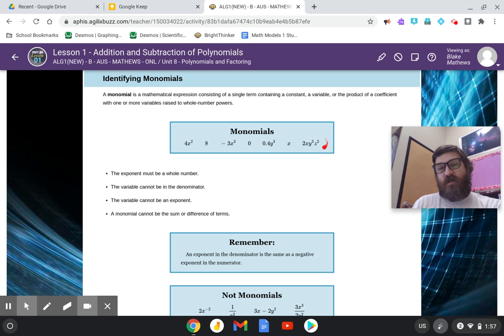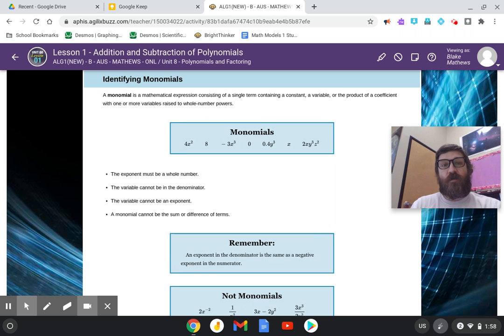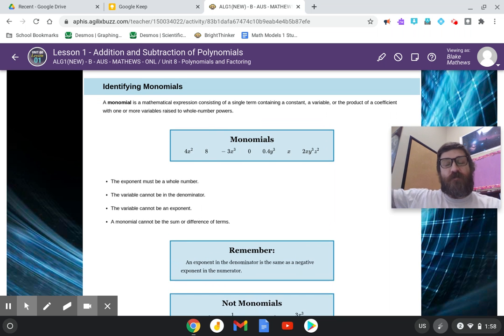Even something as lengthy as this, it's still a product. It's multiplication of a constant, 2 times x times y and z have exponents, but that's okay. Now there are some things that you cannot have when you're dealing with a term or a monomial or anything above that. Okay, first thing, the exponents have to be whole numbers. So you see here we have x to the third, y to the third, z squared, x squared. Those are all whole numbers in the exponent.